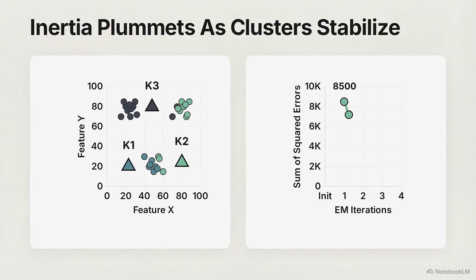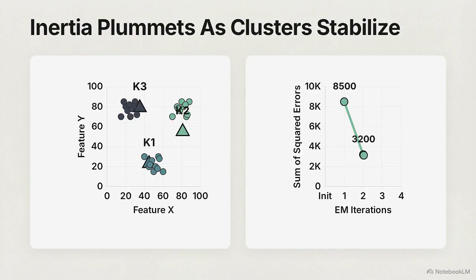Following assignment is the maximization step, or the update phase. The algorithm calculates the exact mathematical mean of all the points within a newly formed cluster and physically shifts the centroid to that new geometric center. Because the centroids have moved, the distances to the data points have changed. The algorithm loops back to the expectation step, reassigning points to the newly shifted centroids, and then moves the centroids again. Throughout this loop, we track the model's inertia.